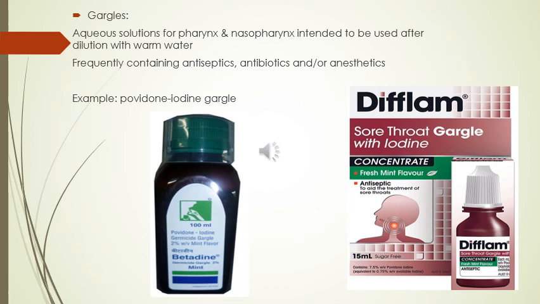Gargles are again an example of a monophasic liquid dosage form. They are aqueous solutions for the pharynx and nasopharynx, which are intended to be diluted with warm water before use. The categories of drugs included in gargles are antiseptic, antibiotic, or anesthetic. An example is povidone iodine gargle, commonly marketed as Betadine gargle.